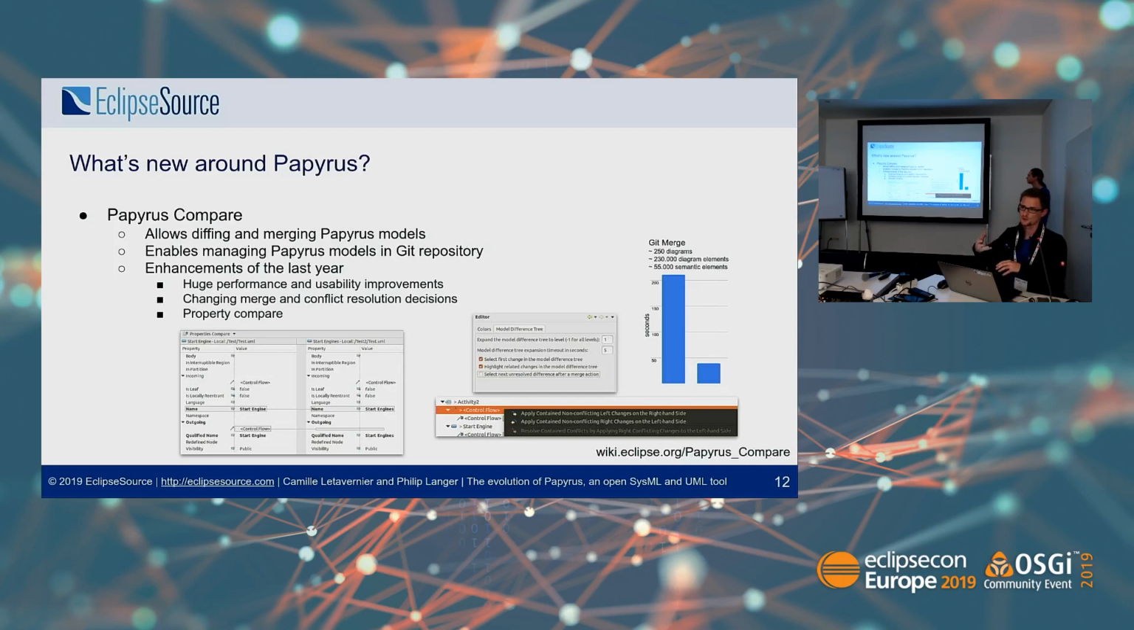But from a logical point of view, we know we can still merge them by adding both elements, right? And that's exactly what Papyrus Compare adds to that. And there have been a lot of enhancements last year, especially in the area of performance.